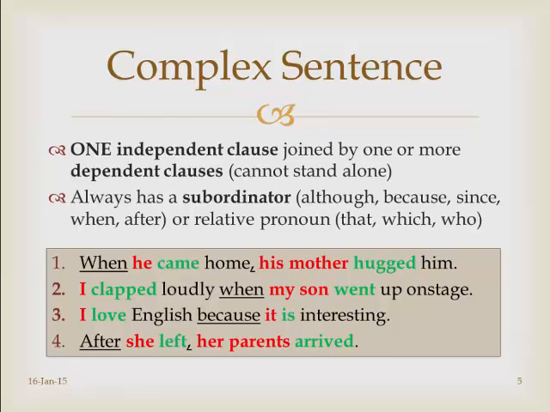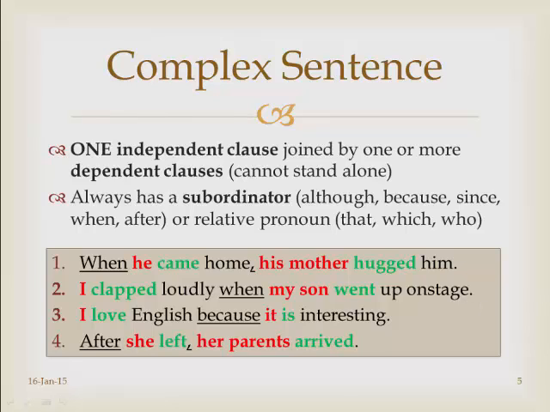After she left, her parents arrived. After she left, dependent, because it doesn't make sense on its own. Her parents arrived, independent clause. Now notice that when the sentence begins with a subordinator, like when and after here, it is always followed by a comma. So it's dependent clause, comma, independent clause. But when it starts with the independent clause, you don't need a comma, followed by the dependent clause.